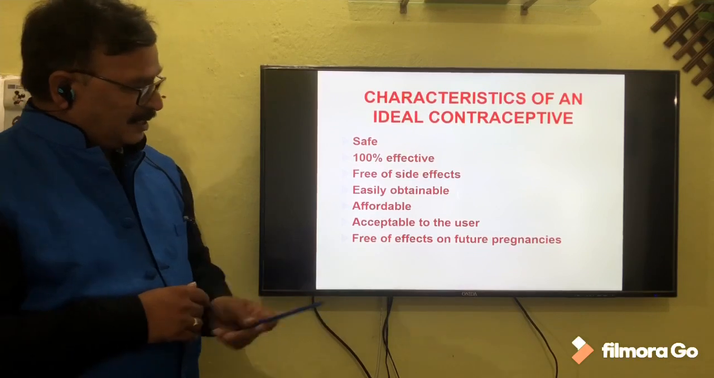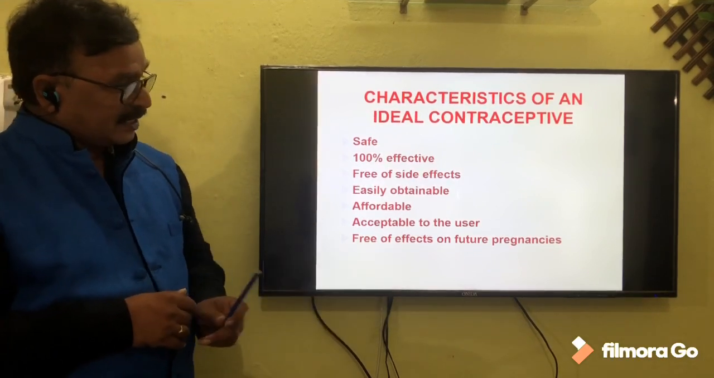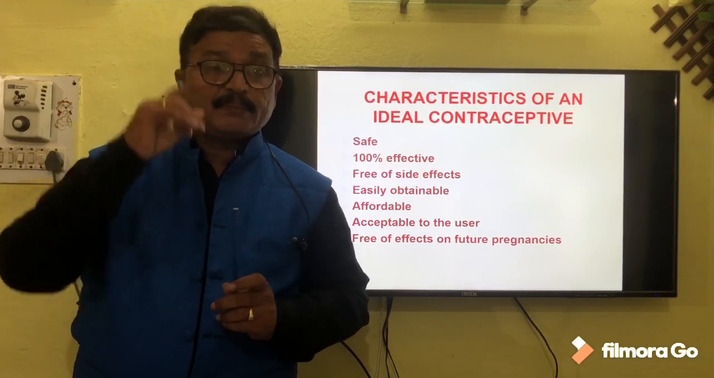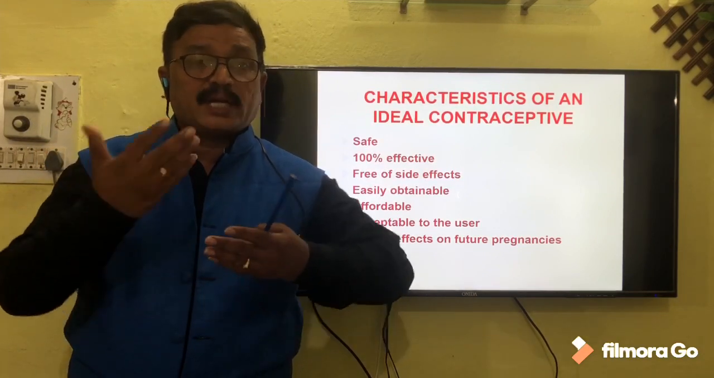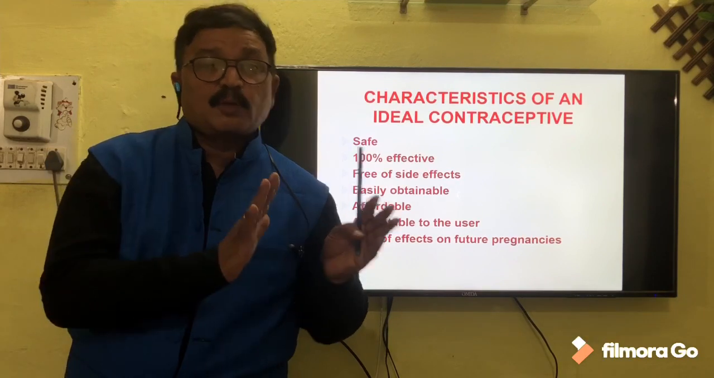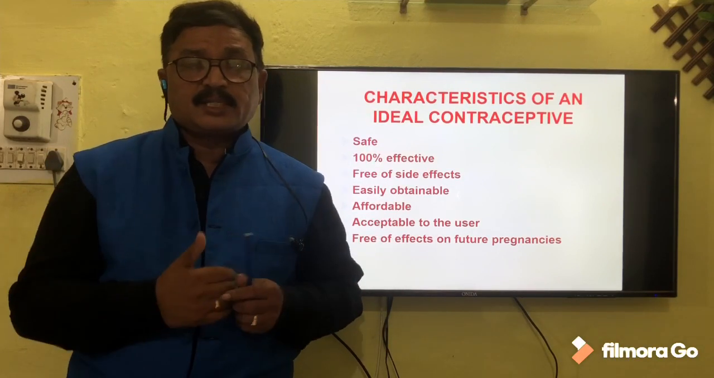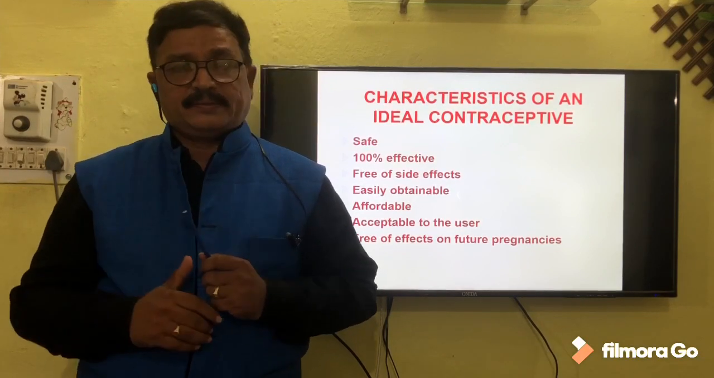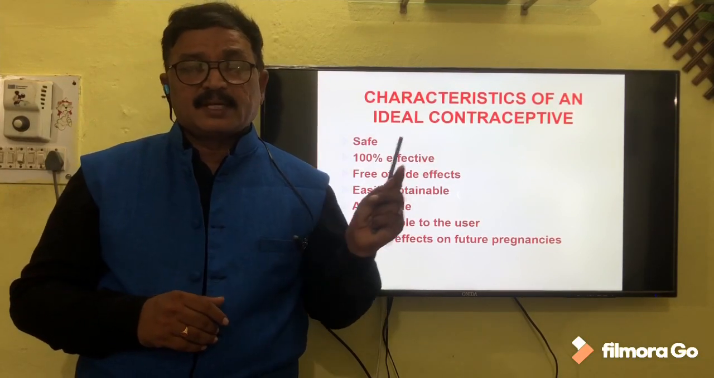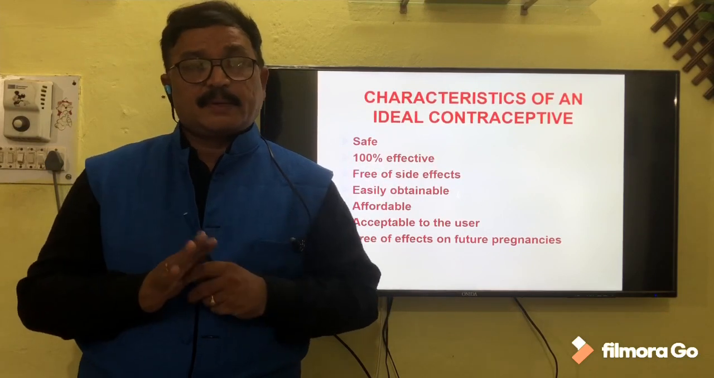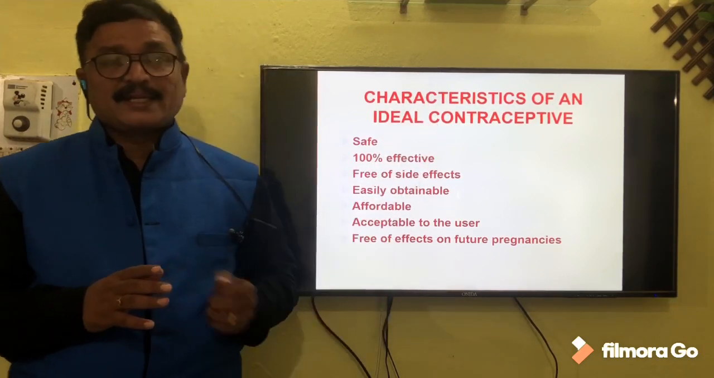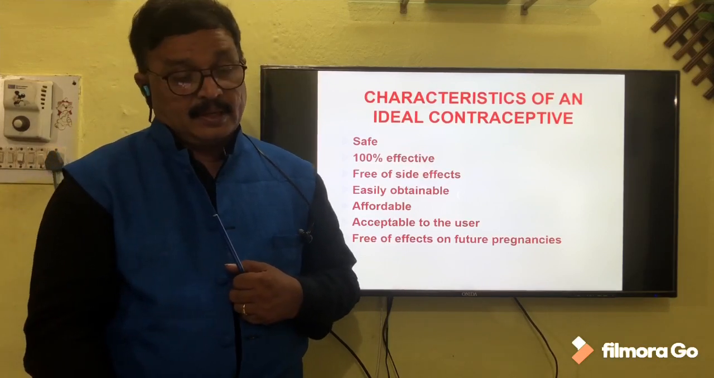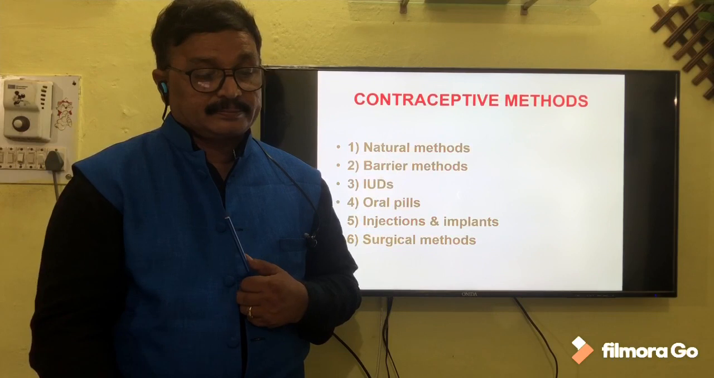And finally, it should be free of effects on future pregnancies. It should not interfere with future pregnancies. If the couple desires to have a pregnancy and they stop using contraceptives, there must be a chance of getting pregnant. That is very, very important. That means these methods must be temporary methods, not permanent methods. So these are the characteristic features of any effective contraceptive. Then only would it be a successful one.